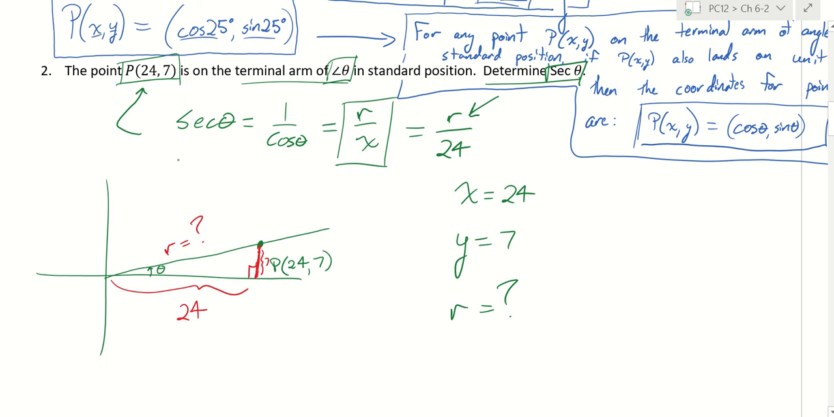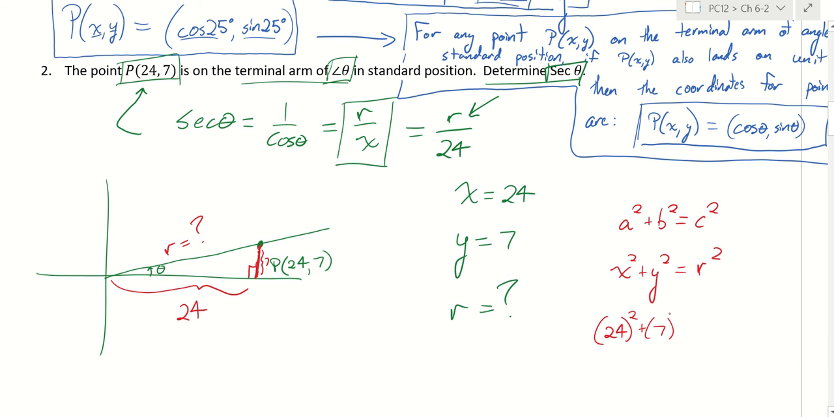And we have the Pythagorean theorem that helps us here. We know that a squared plus b squared equals the hypotenuse squared. In this particular case, we're just going to have x squared plus y squared equals r squared, where x represents the length of the base, y represents the height, and r represents the hypotenuse, or the radius of the corresponding circle that we could draw. So let's plug in our values. We know that the x coordinate is 24, and we know that the y coordinate is 7.